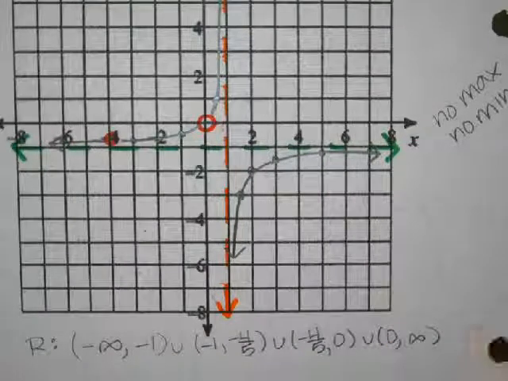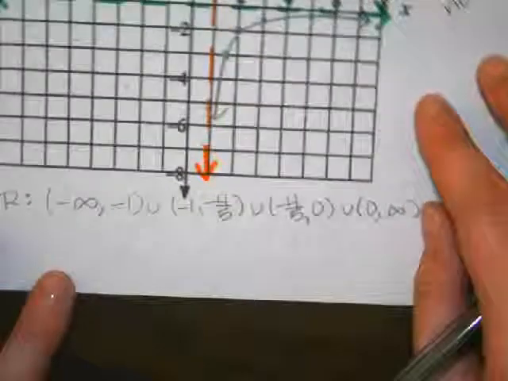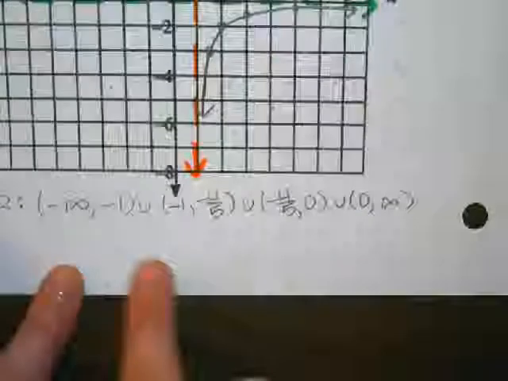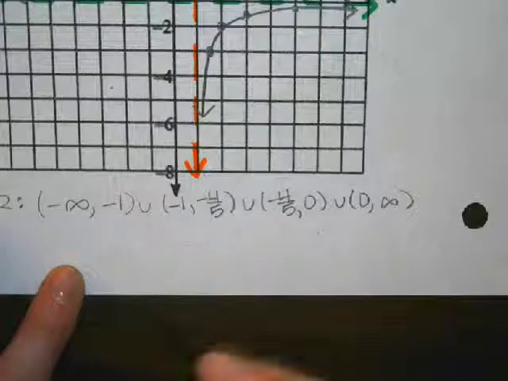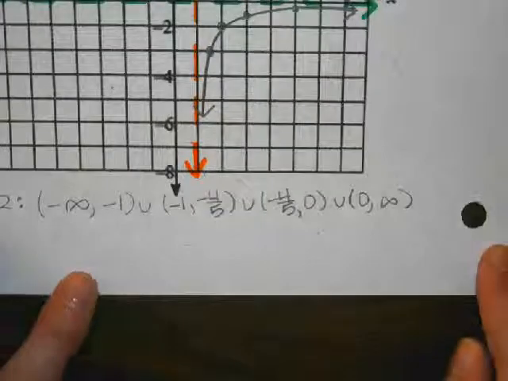Here, you'll notice we had no brackets. On the last problem, we had brackets because we had maxes and mins that were making us skip values. This time, we have only asymptotes and holes making us skip values, and that's why we have only parentheses, no brackets, because they're all y values you couldn't equal.